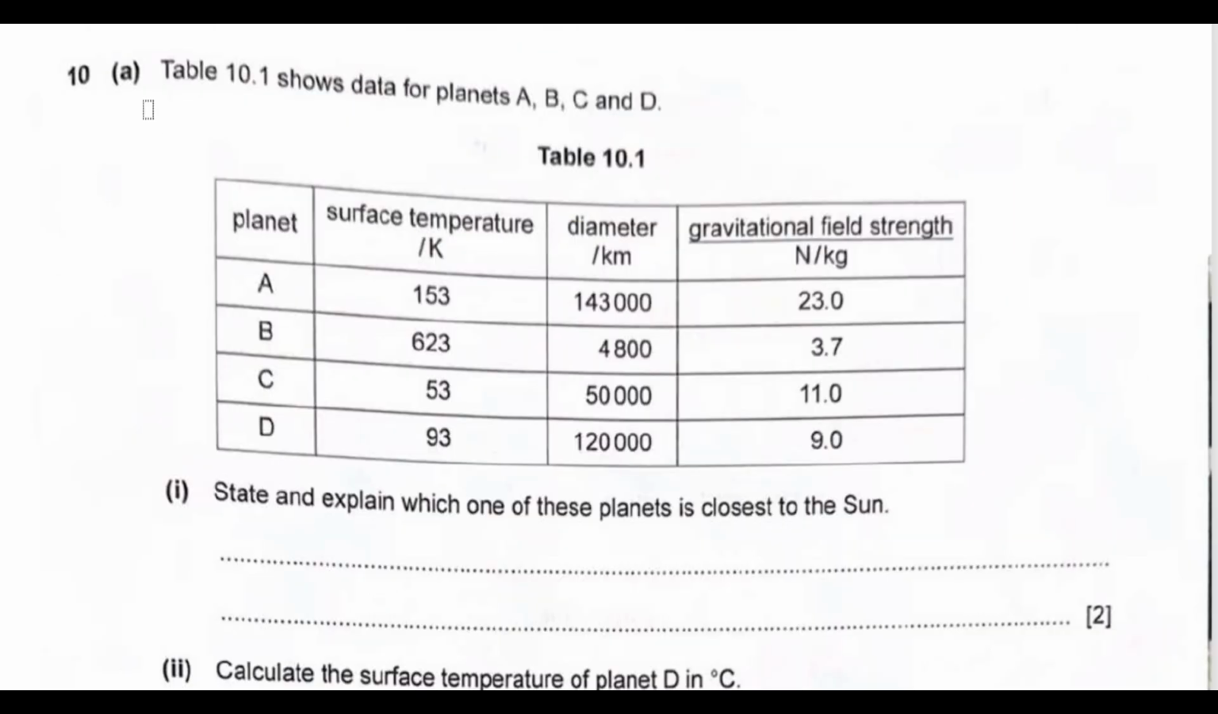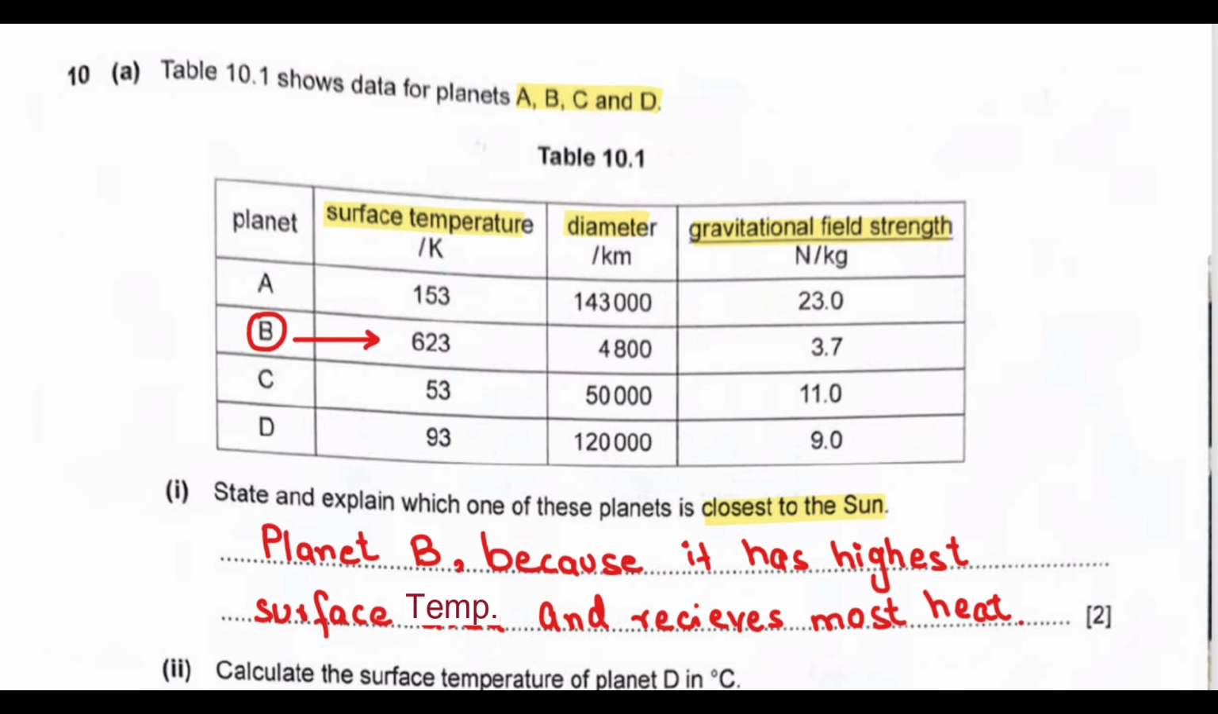Question number 10 says Table 10.1 shows data for planets A, B, C, D. We have planets A, B, C, D, and we have the data of surface temperature, diameter, and gravitational field strength of these planets. Part 1 says state and explain which of these planets is closest to the Sun. The planet whose surface temperature would be highest and that would be receiving most of the heat from the Sun directly would be closest to the Sun. That means planet B, because it has the highest surface temperature and receives most of the heat from the Sun.